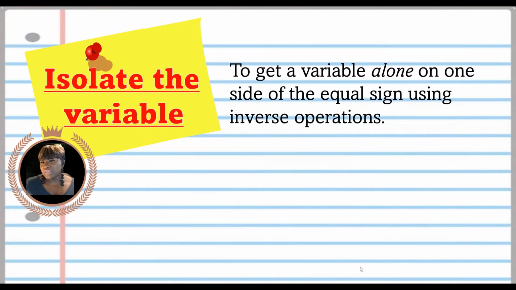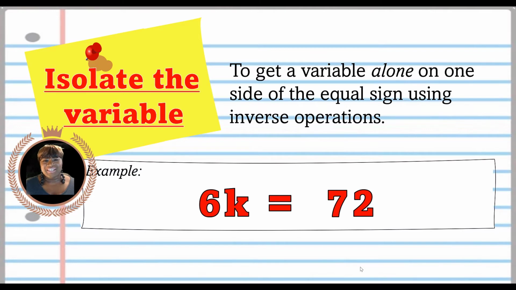Isolate the variable. To isolate the variable is to get the variable alone on one side of the equal sign using inverse operations. For example, we have the equation 6k equals 72. Our variable k is on the left side of the equal sign. We see that k is being multiplied times 6. Since k is being multiplied times 6, we will isolate the variable using inverse operations. The inverse of multiplication is division.